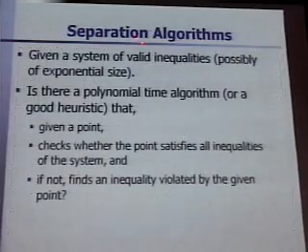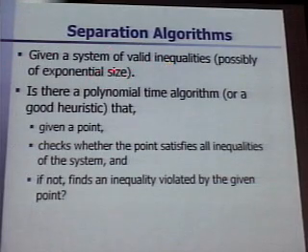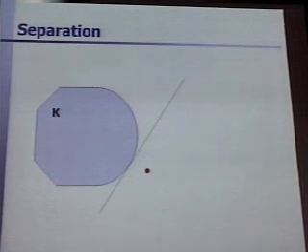So what you do is, you're given a system of valid inequalities of exponential size. You would like to find a separation algorithm that, given a point, checks whether the point satisfies all inequalities of the system, and if not, finds the violated inequalities, adds it to the system, and keeps on going. That is a separation and cutting plane algorithm. Here's an example. You have a convex set, you have a point, it's inside, fine. Now you have another point that's outside, and here you can find a cutting plane or separating hyperplane.